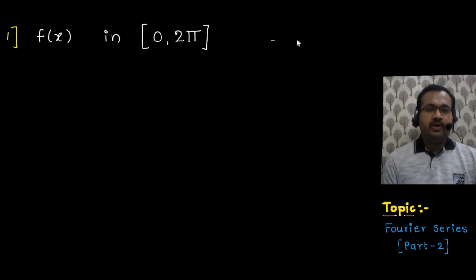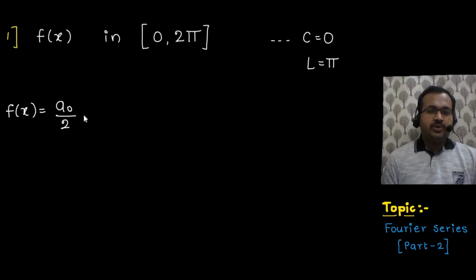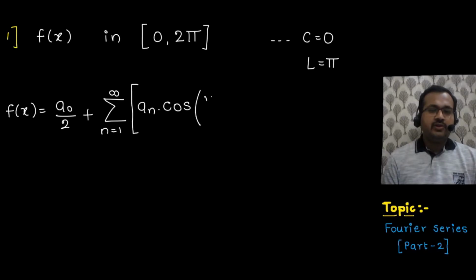So we consider case 1. If f of x is periodic function in the interval 0 to 2 times pi, if you compare, we take c is equal to 0 and L is equal to pi. Then your Fourier series representation will be f of x is equal to a0 upon 2 plus summation n varies from 1 to infinity an, where an is coefficient of cos n pi x upon L.